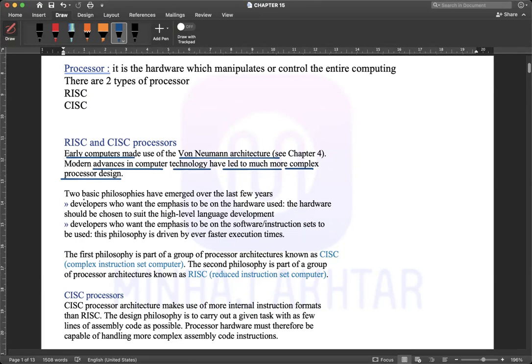So two basic philosophies have emerged over the last few years. Number one, developers who want the emphasis to be on the hardware: the hardware should be chosen to suit high-level language development. And developers who want the emphasis to be on the software. The philosophy is driven by even faster execution times. So nowadays things are getting different. There are two philosophies, two researches: one, the developers have to work on hardware, and the other, the developers have to work on the software.